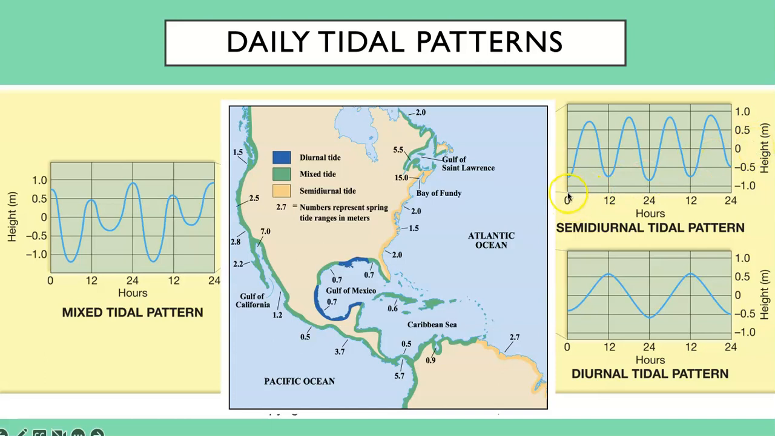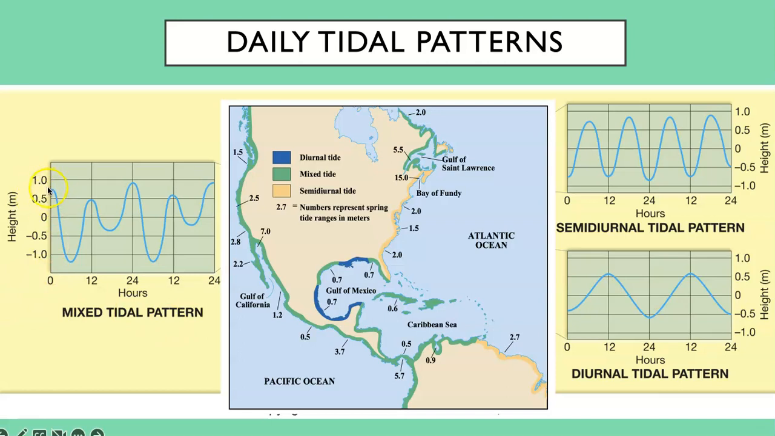So if we start over at the 0, we have a low tide, a high tide, a low tide, a high tide. So 2 of each in 24 hours, and then we go back to low, high again. This is the semi-diurnal tidal pattern. Over here on the left, we have the mixed tidal pattern, which also has 2 highs and 2 lows every 24 hours, but these are of different height.